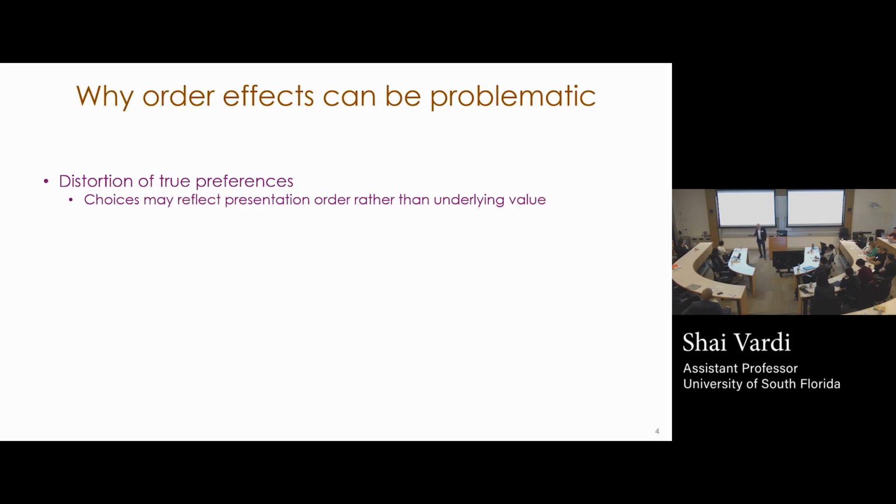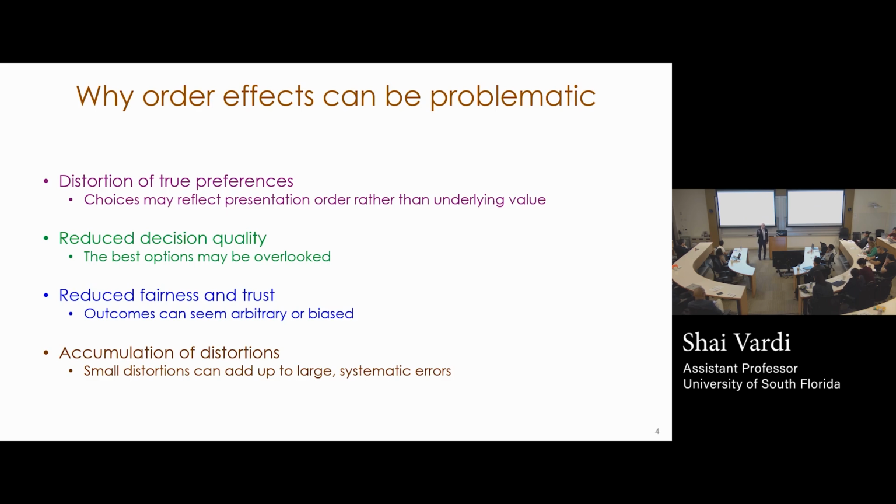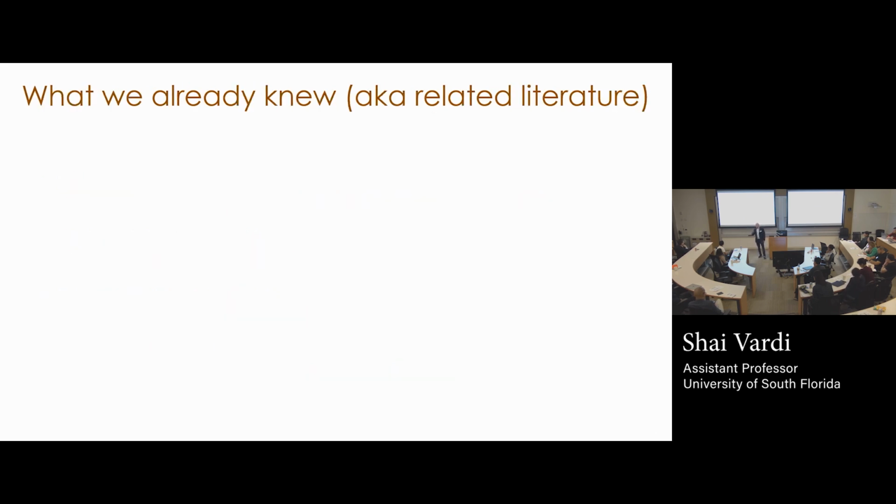They may distort true preferences. The choice may reflect the presentation order instead of the underlying value, and this might lead to choosing poorly, basically just because of the order the options were presented. This in turn leads to reduced fairness and reduced trust in the system. Outcomes can seem biased, can seem arbitrary. And this can accumulate. If you have several decisions, one following the other, even these small errors could accumulate into very bad decisions.